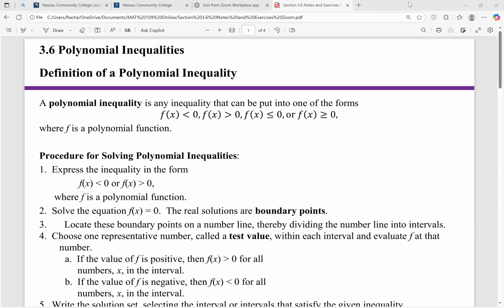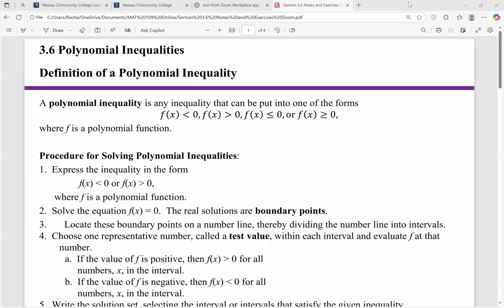So we've been used to solving equations, whether it's a quadratic equation or a linear equation. Now we're going to solve these polynomial inequalities. So rather than have an equal sign, we're going to have one of the following inequalities in the expression: either less than, greater than, less than or equal to, or greater than or equal to.